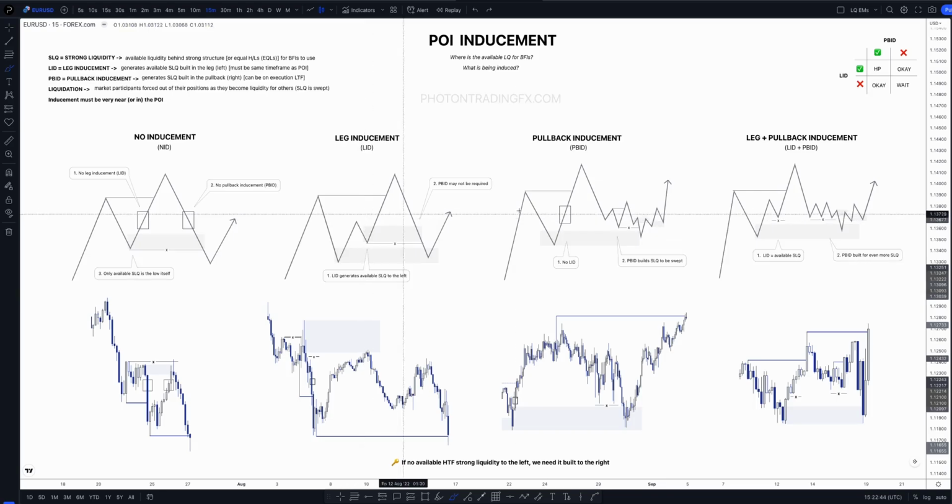Now, if it doesn't have leg inducement, so we're here, and obviously you can wait for the pullback inducement, this can be built on your lower time frame, your execution time frame. Okay, so again, if you're a swing trader, you'll be looking at the 4-hour chart as your main time frame.